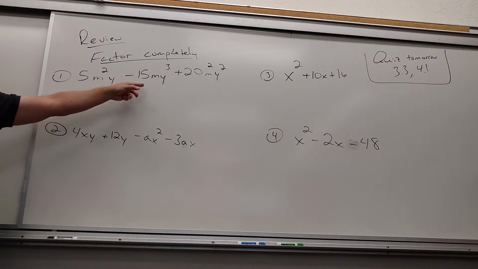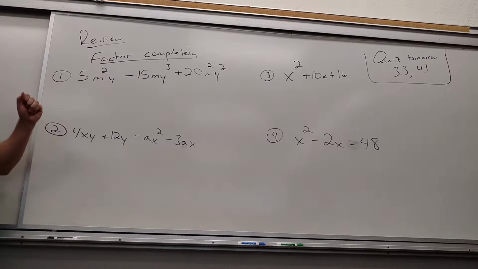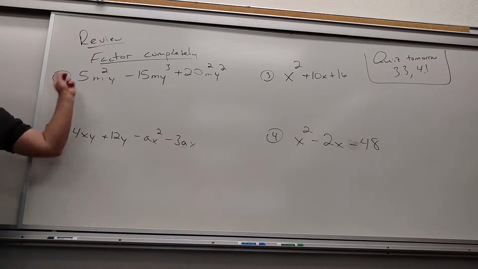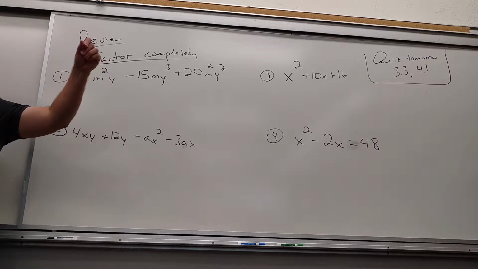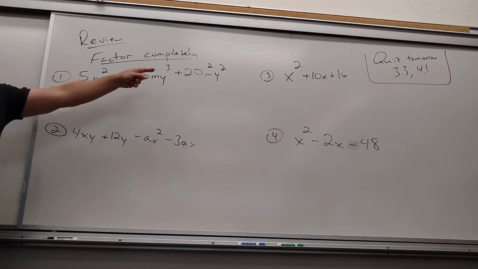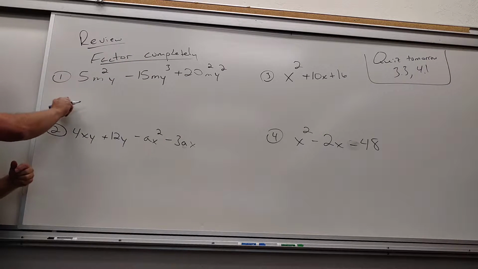Are there any like terms? Yeah. Which ones? 5 and y. Are there like terms? No, there are no like terms. So don't try to combine these and say, I don't have to factor anything because I combined them all. There's no like terms up there. Now come at me with, what's the GCF?